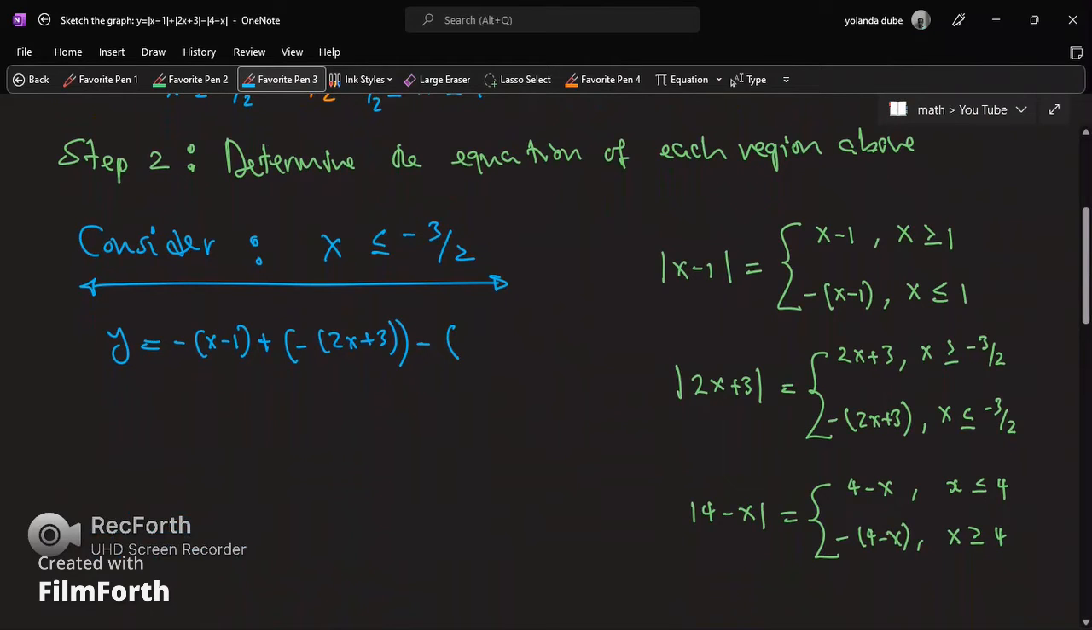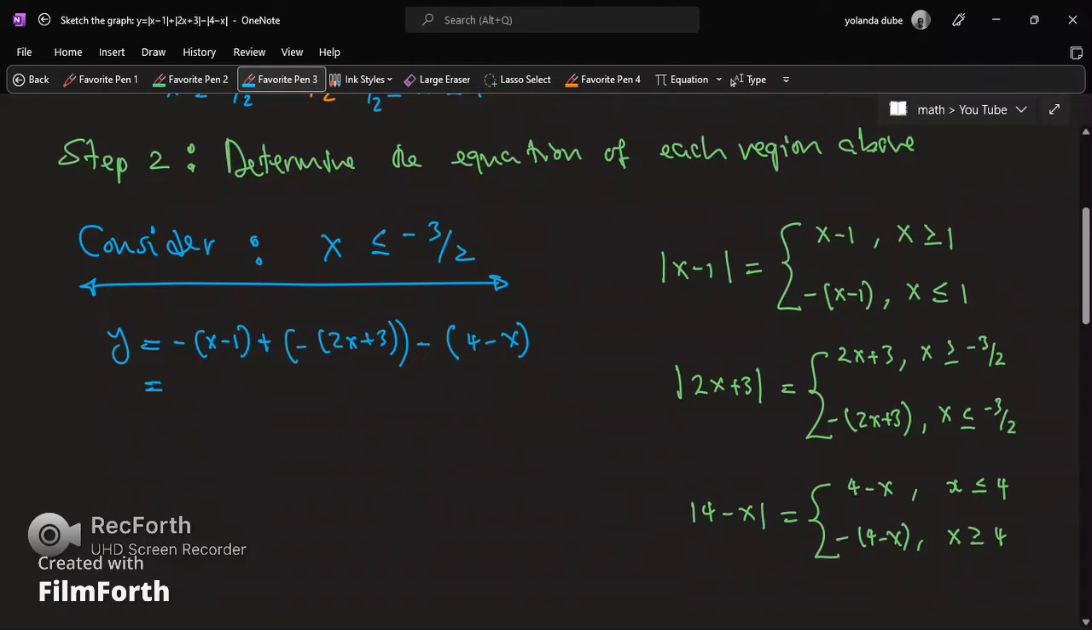So now what do we see? We see that every time when x is less than 4, this function is defined by positive, but it becomes negative when x is greater than 4. But negative 3 over 2 is less than 4, so therefore we expect that function to be described by 4 minus x.